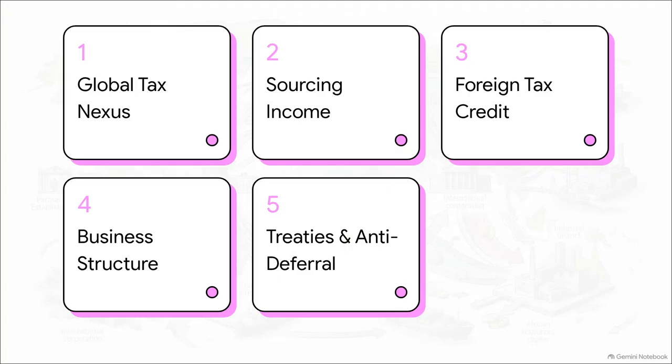Here is the exact roadmap we'll follow for Daniela's journey. We'll be covering 5 escalating stages of complexity. First, the global tax nexus. Second, sourcing income and deductions. Third, the foreign tax credit. Fourth, choosing a business structure. And finally, treaties and anti-deferral rules.